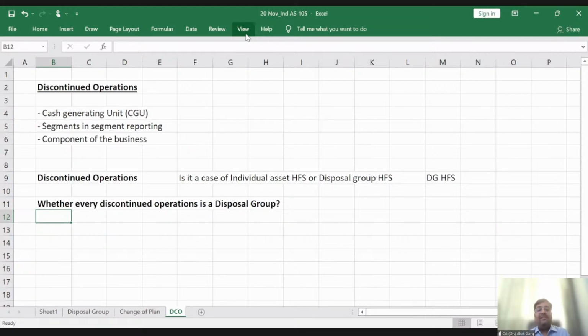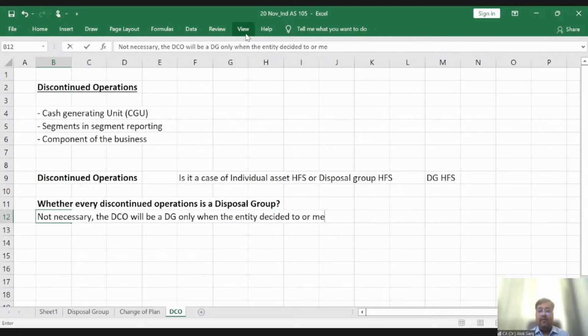So you are right. The students who have written may or may not be, and not necessarily they are right. So whether every discontinued operation is a disposal group, answer is not necessary. Not necessary. A discontinued operation will be a disposal group only when the entity has decided or met the criteria of HFS for that group of assets.